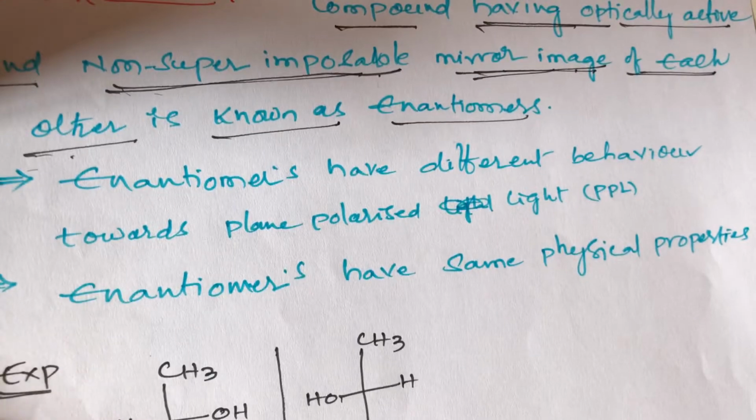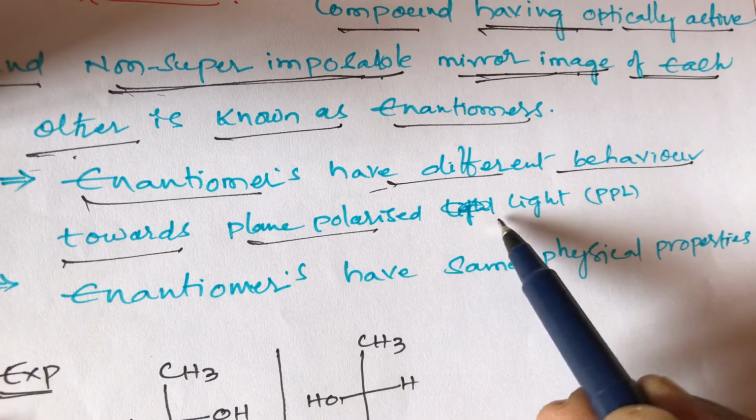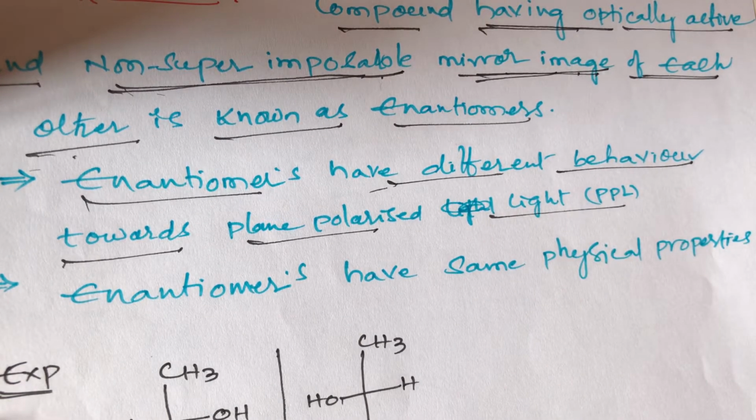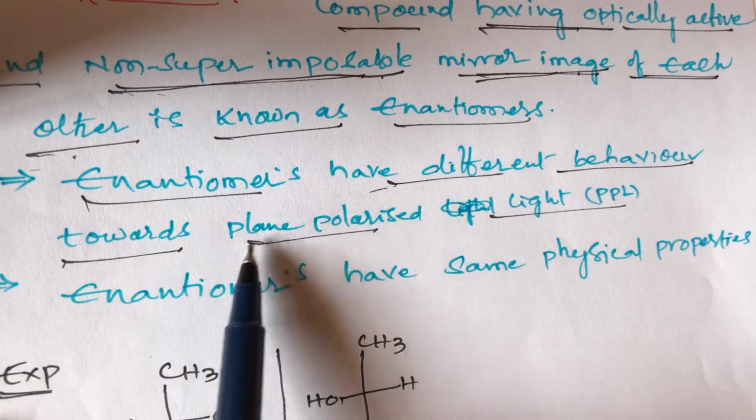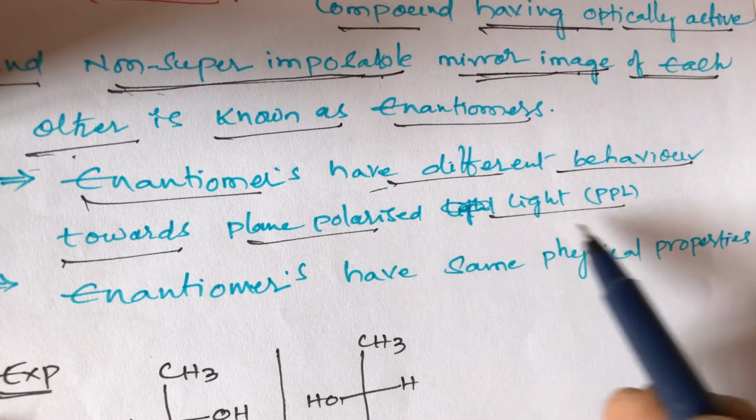And another point, students: enantiomers have different behavior towards plane polarized light, PPL. When plane polarized light rotates towards the right hand side, that is called dextro. When plane polarized light rotates towards the left hand side, it is called levo. PPL means plane polarized light.